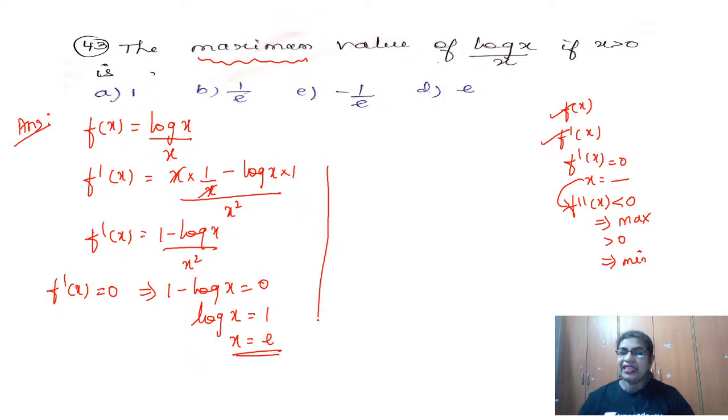Now understand this. I have got only one critical point, and if a maximum or minimum should exist, it should exist at that point only, no? So why do I find f double dash?